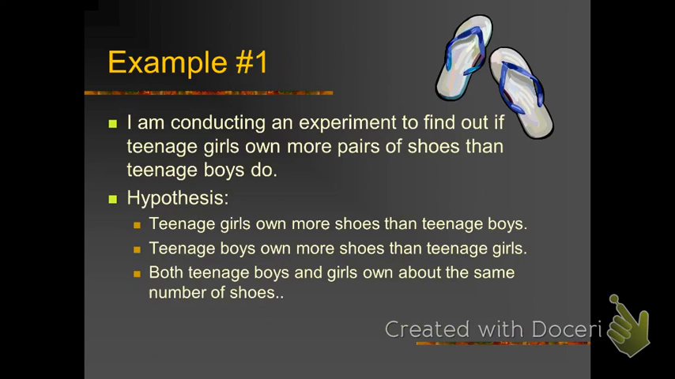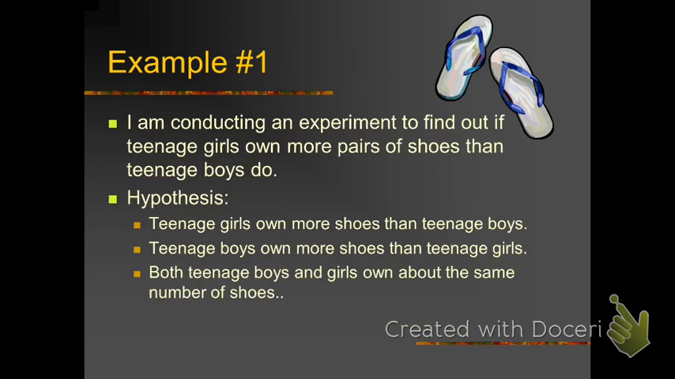What's responding to this? Well, what's responding to this is the number of shoes. You don't have any control over that. All you can do is ask a girl or a boy how many shoes they have, and they will tell you, and then that will be the responding or dependent variable.